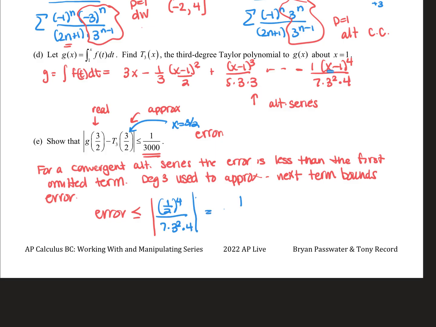So that's going to be 1/2 to the 4th times 9 times 4 times 7. So let's see, it's going to be 1/16 times 9 times 4 times 7. I definitely agree that's less than or equal to 1/3000.